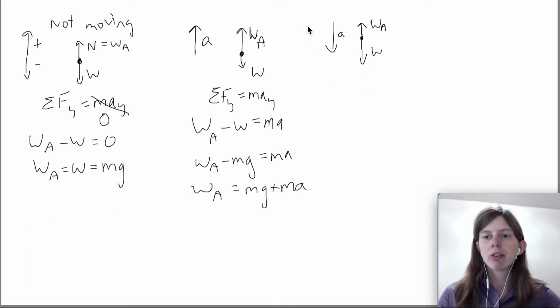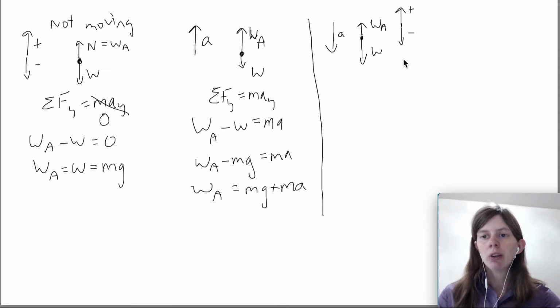So this is where it gets tricky. So I'm going to separate this. I'm actually going to do this example two different ways. The first way is the way that we've been choosing our coordinate system, with up being positive and down being negative. So when we do this and we write down Newton's second law, the sum of Fy equals ma. I'll just write ma, there's only one acceleration.